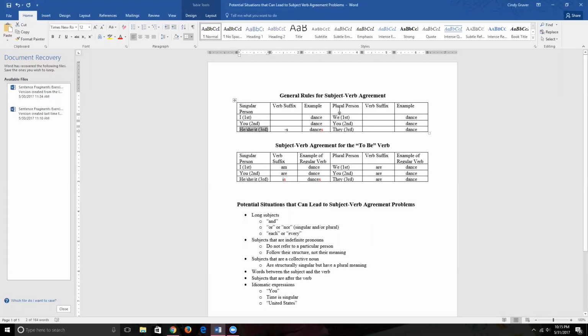Okay, so we've nailed down the term person. Now let's look at it from a grammar standpoint. Let's say we wanted to write a sentence with the word dance in it. And we wanted to say something about the speaker doing a dance. Well, we would say, I dance, right? Pretty easy. If we wanted to refer to the listener and suggest that the listener is going to dance, we would say, you dance.